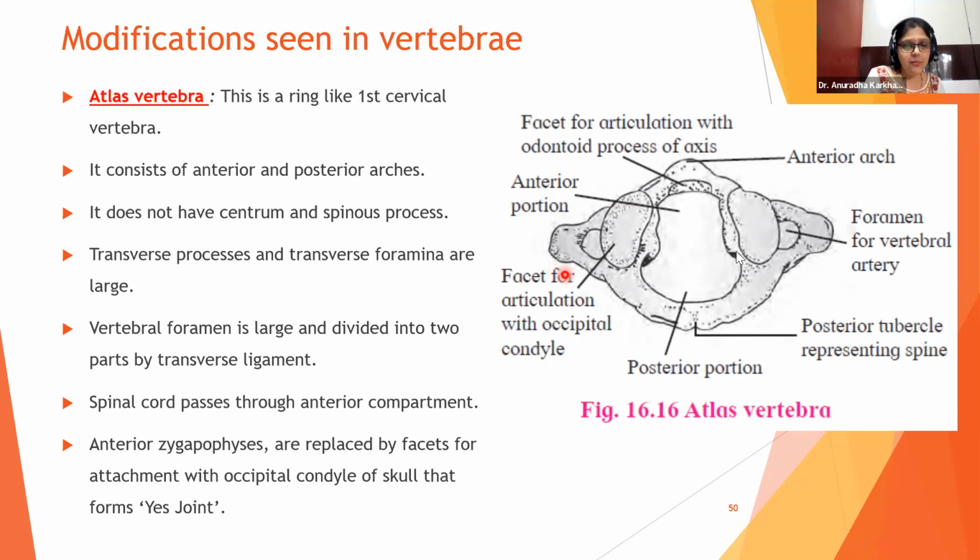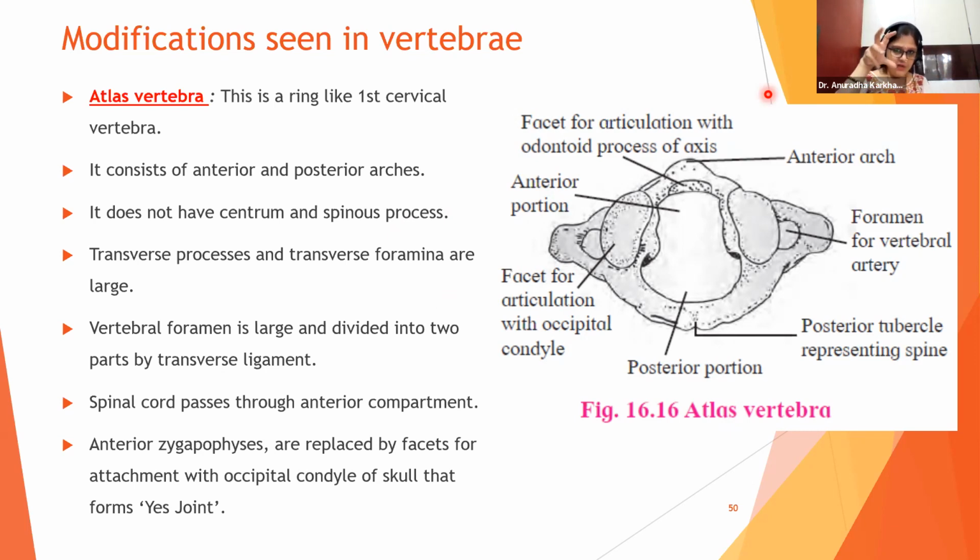So, my dear, you have to remember that the atlas is the first vertebra of the vertebral column. It is going to be present in the cervical region, that is the neck region. It is not going to have a centrum. It's not going to have any zygapophyses. Rather, it's going to have facets for holding the two condyles of the cranium in place.